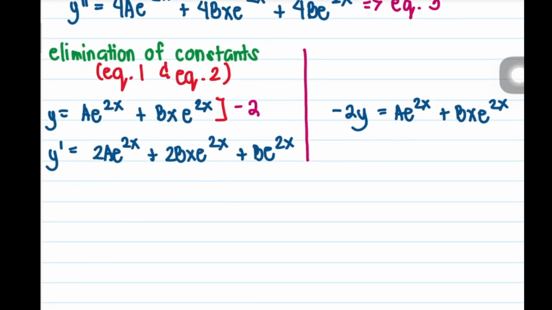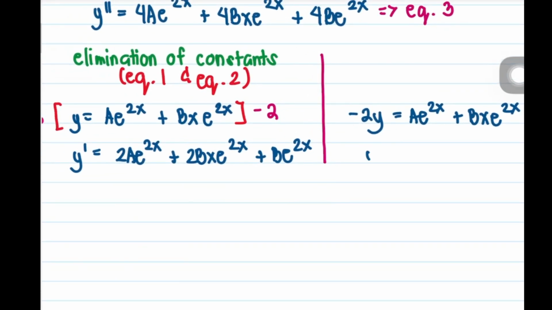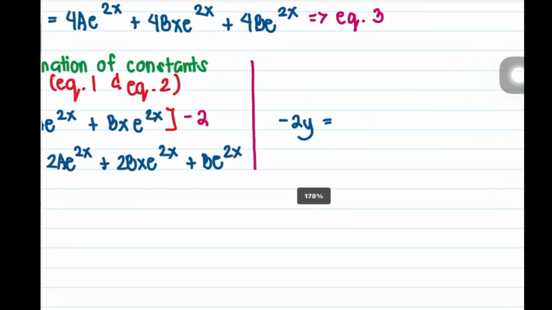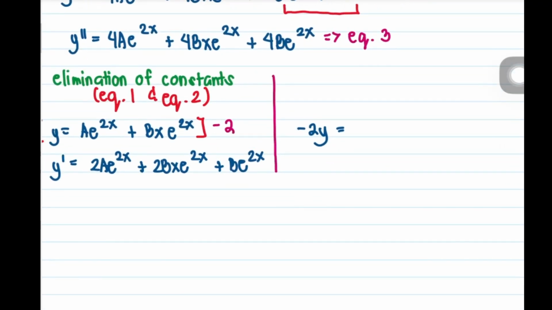Then the other one, let's copy. So that one will be y prime equivalent to 2ae raised to 2x plus 2b. Wait, I forgot to distribute -2. So first, let's distribute -2. So that one will be -2ae raised to 2x minus 2bx e raised to 2x.